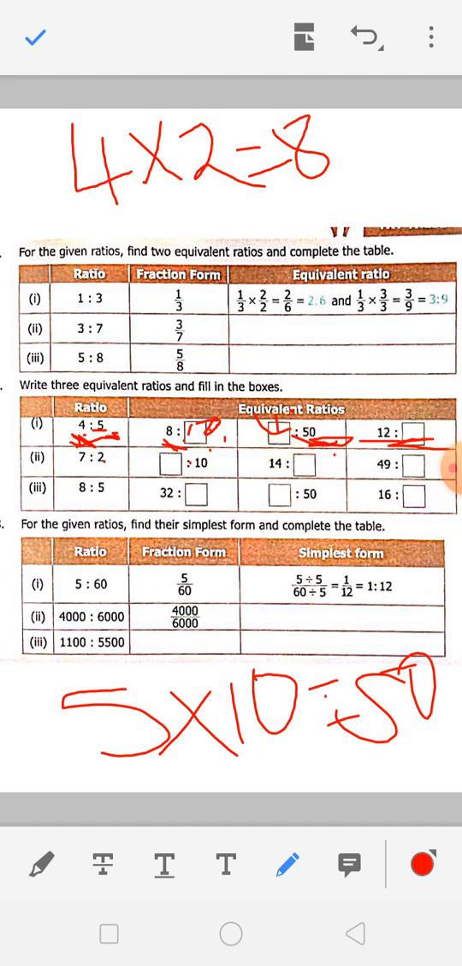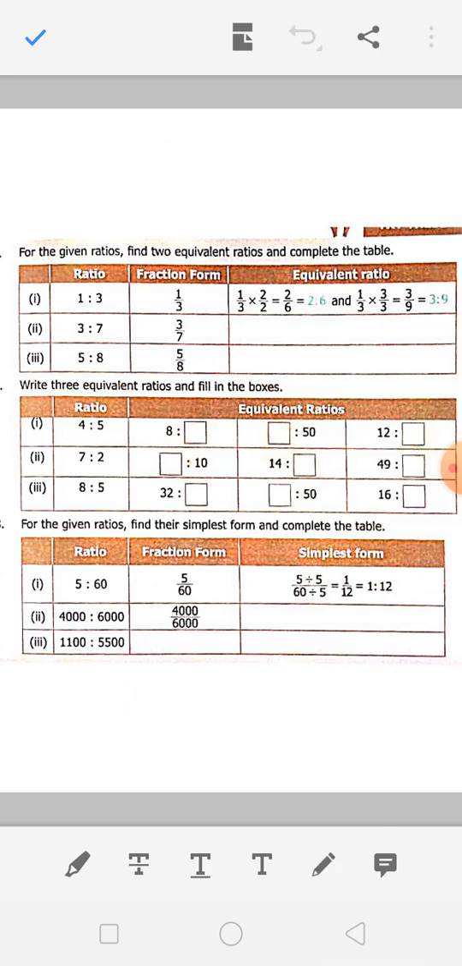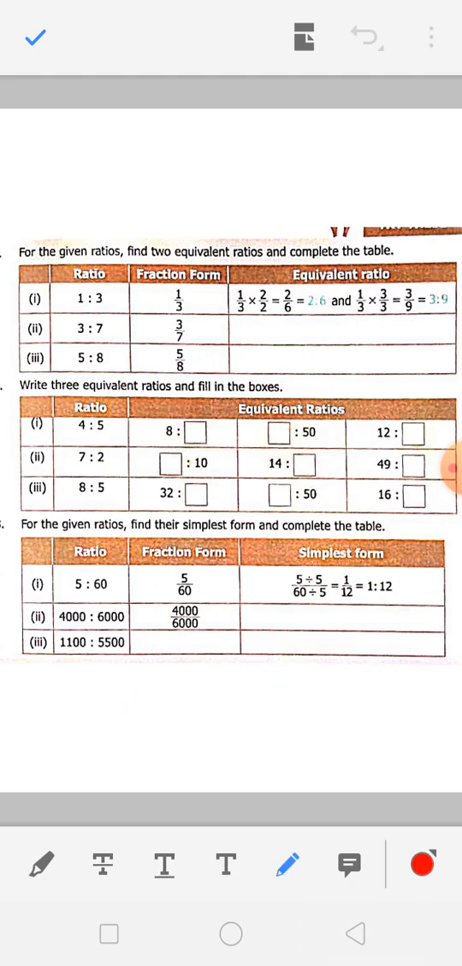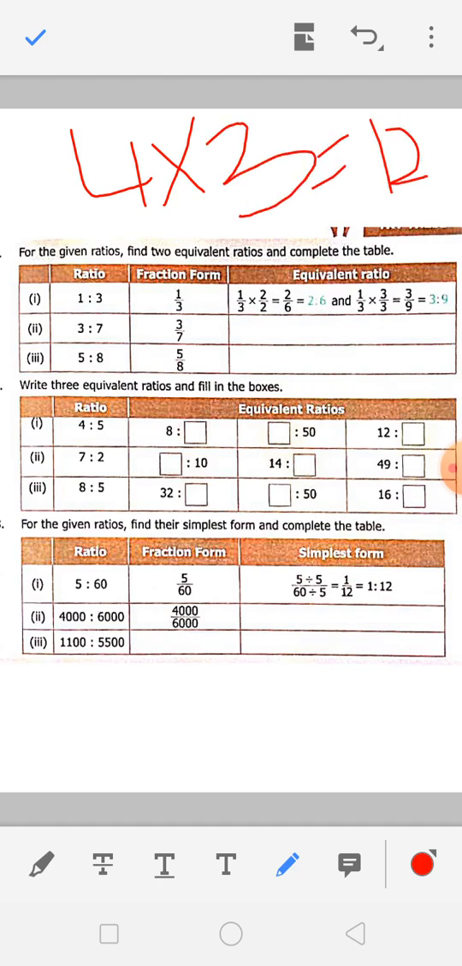And then look here. 4 changed to 12. How can 4 change to 12? 4 3s are 12. So 4 multiplied by 3 will be 12. So we have to multiply 5 by 3. So 5 into 3, the answer is 15.